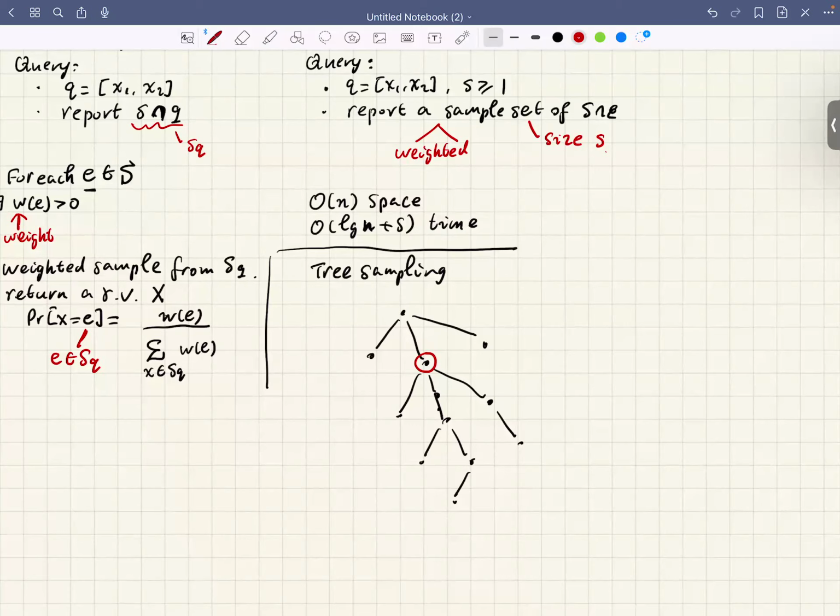Anyway, this will give you one solution. The solution is not bad at all: linear space, but log n plus s. So in this case, for example, I choose the red node here. I say, okay, give me 2 samples, and then it's going to be log n plus 2. And it's a weighted sampling. Very nice. So today we will improve this. Today we want to do linear space and then log n plus s times log log n. This is a little bit unusual. You don't really see this all the time. Let's see how to achieve the purpose.